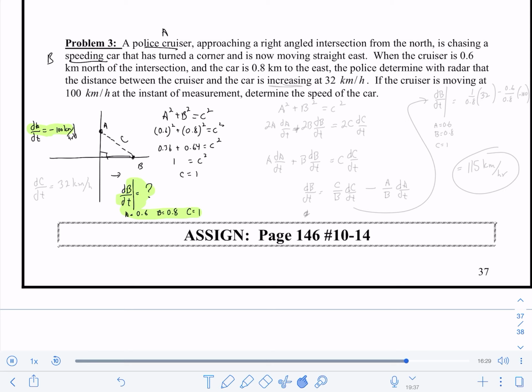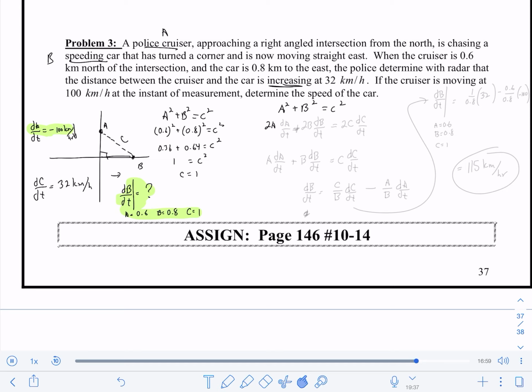We're also given one other rate, and that's the rate at which C is changing. So dC/dt has been told to us as 32 kilometers an hour. I'm going to call that positive because that distance is increasing and not decreasing. It's getting larger, not getting smaller. Okay, so I'm going to set the equation up. A squared plus B squared equals C squared.